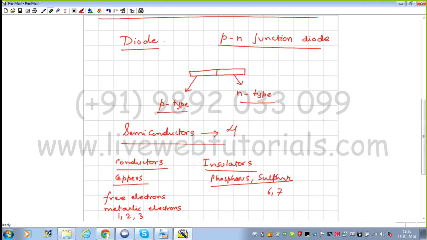For example, here we can consider the example of silicon and germanium. These are substances which are semiconductors. It means they are half conductors.